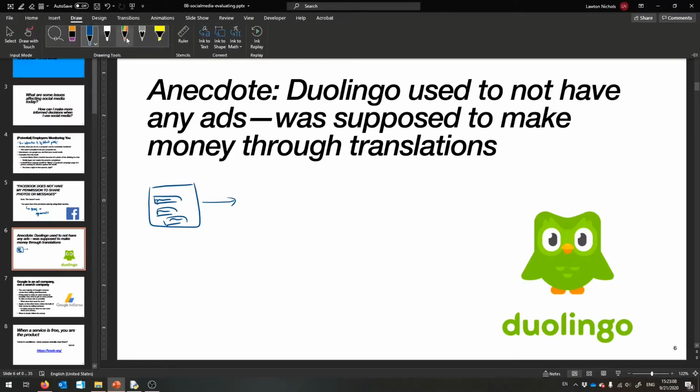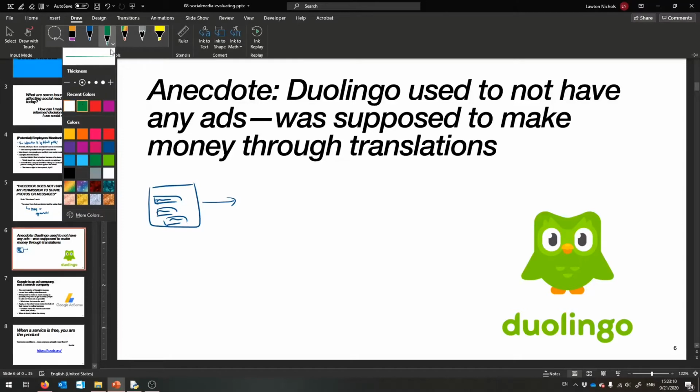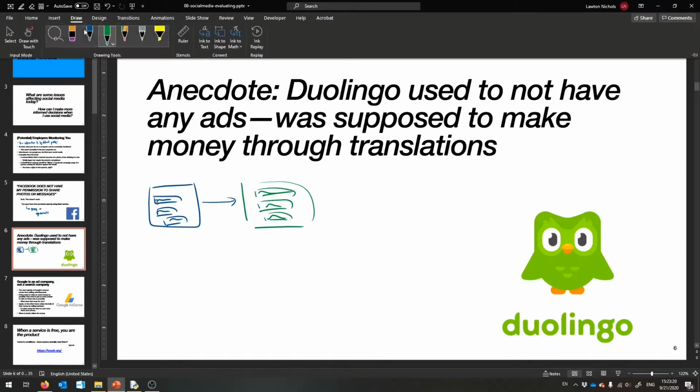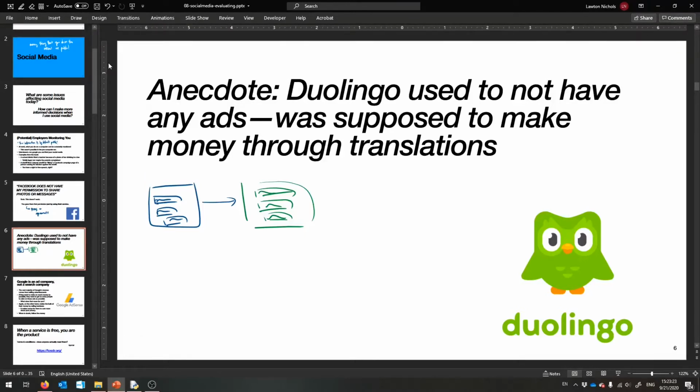Let me use a new color to represent that. And they gave back translated versions of that, and so Duolingo would sell this translation service by these language learners, and that was a big deal for them. That's how they advertised their product. They're like, we're not taking money, we're not selling ads, we're not selling your information, we're just translating. And that's letting people practice the language that they're learning. It's a win-win, right? Well, it turns out they didn't make enough money that way, and so then they started selling ads.